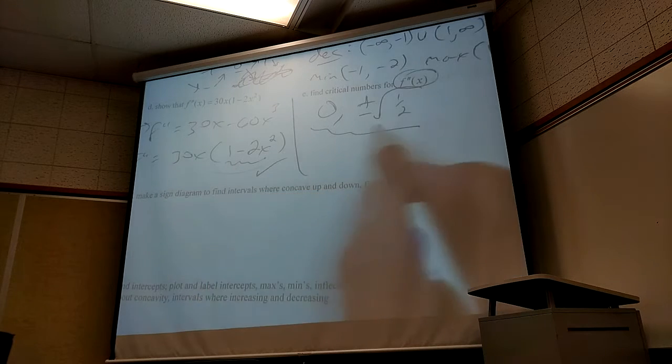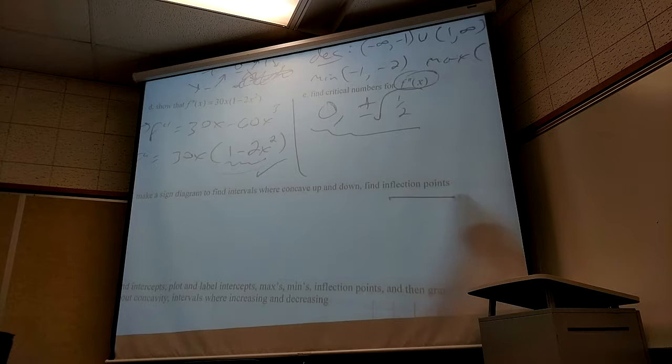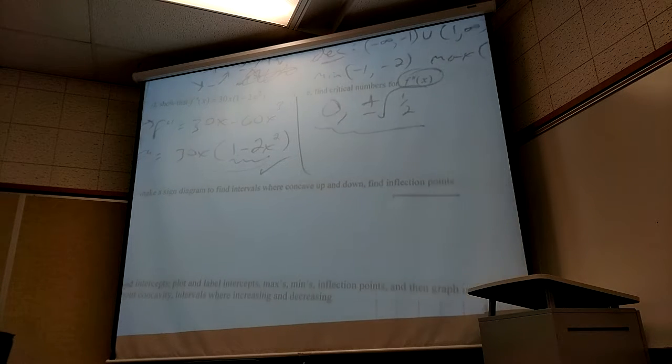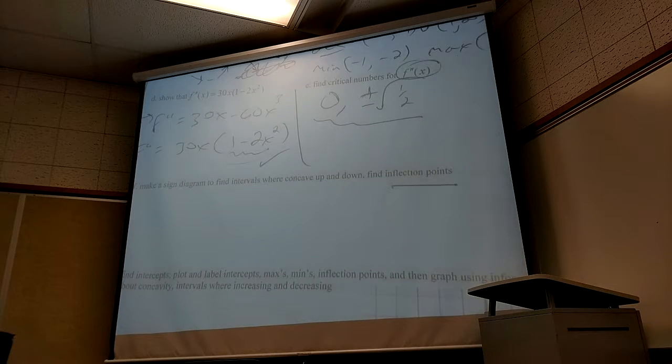No, they are zeros. But they are possible locations of inflection points. So inflection points are to the second derivative like maxes and mins are to the first derivative. Where does a max or a min occur? Where the first derivative changes sign. Where does an inflection point occur? Where the second derivative changes sign. Where the concavity changes. That's an inflection point.